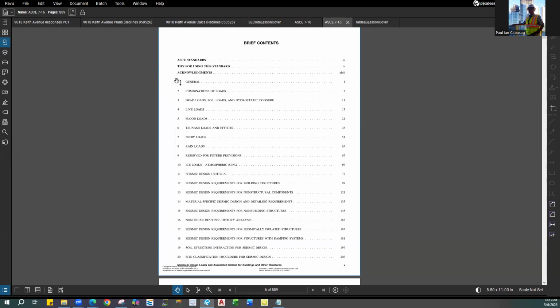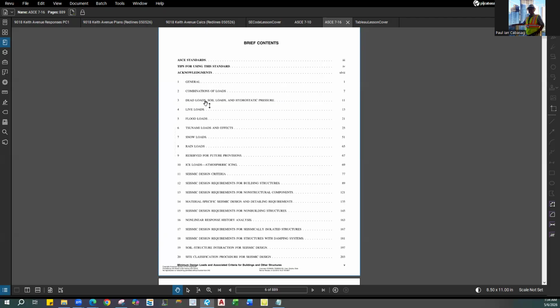So we're going to cover chapters one and two, and then also chapter three right here. It's pretty important. This is one of the loads that everyone has to know, obviously the dead loads. That's the permanent loads in your building, all the building weights. And then soil loads. That's the loads on the ground.